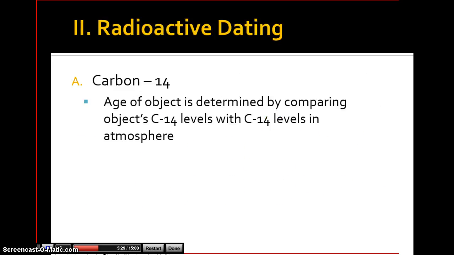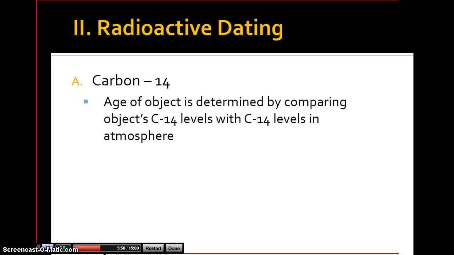A little bit more, radioactive dating. You might have heard that sometimes when they find old things in an archaeological dig, they can say how old an object is. There are different isotopes that you can use, but one of the most common is carbon-14. So you might have heard of carbon-14 dating. When you're living, you have a certain ratio of carbon-14 to carbon-13 in your body.